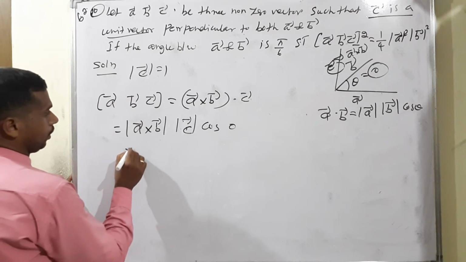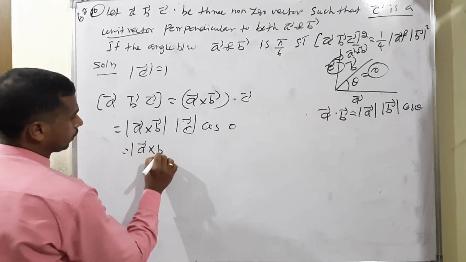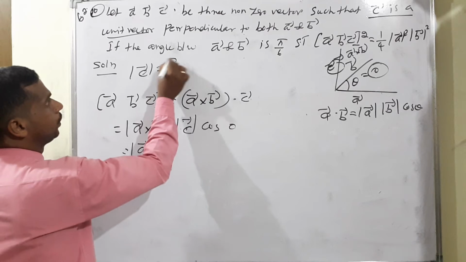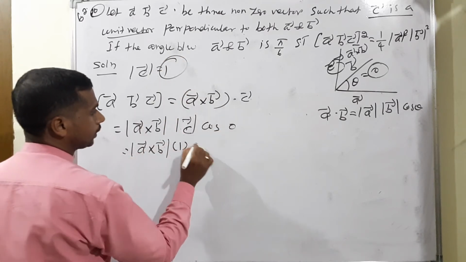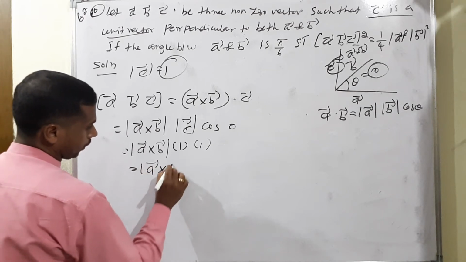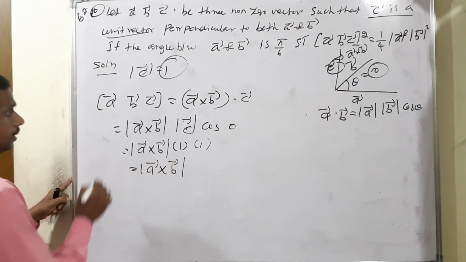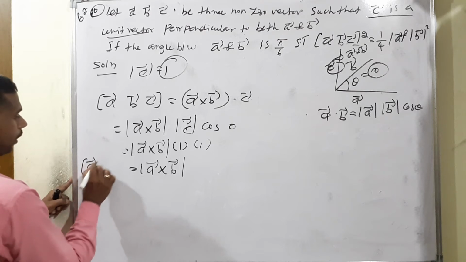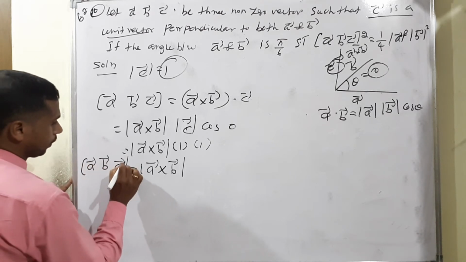Now again modulus of A vector cross B vector. C vector means unit vector, already given 1. Cos 0 also has value 1. Therefore only 1 into 1 means 1. A vector cross B vector will come. This is the value of the box product of A vector, B vector, C vector, isn't it?